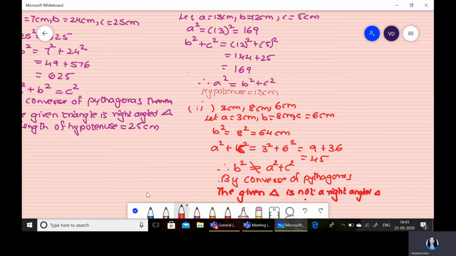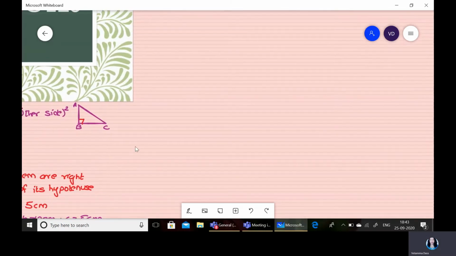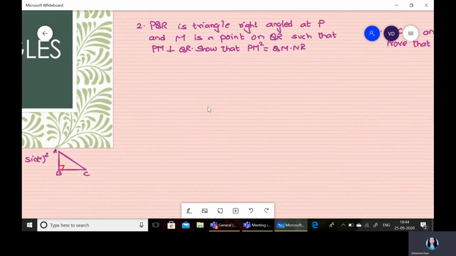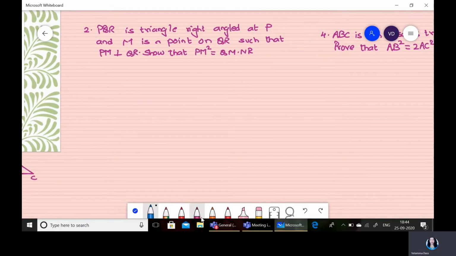I hope this kind of question is clear. So one more question is left for you students to solve. Now let's move to the next sum of exercise 6.5, second one. Now here it is given that PQR is a triangle, right angled at P, and M is a point on QR such that PM is perpendicular to QR. Show that PM square equals QM into MR.